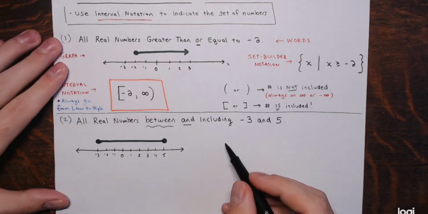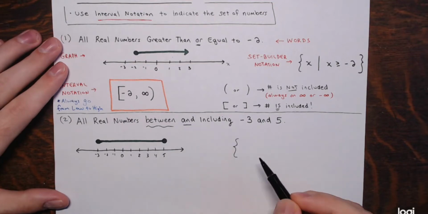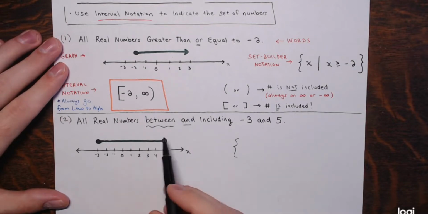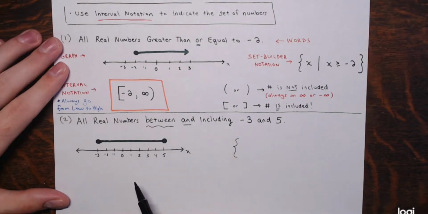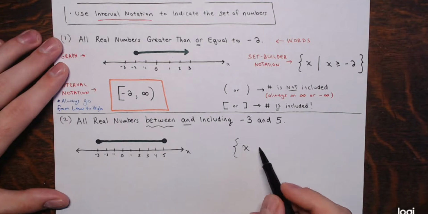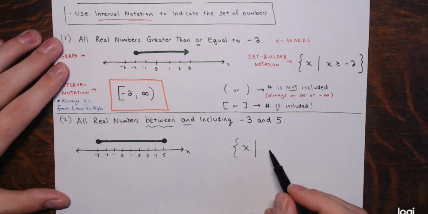Now, if I want set builder notation, again, say I call these numbers x again, right? All these numbers between and including negative 3 and 5 represent possible values of x. So in set builder notation, I would say that this set of numbers is all the numbers x such that x is between negative 3 and 5.